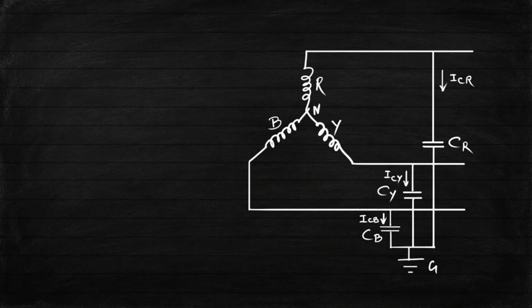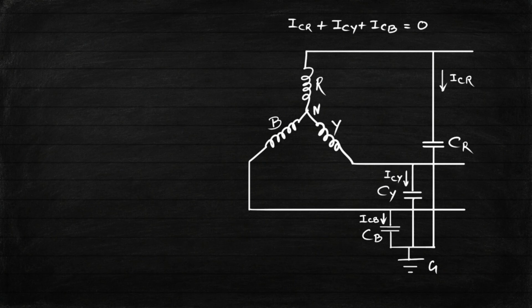Now since this is a balanced three-phase system, we can write ICR plus ICY plus ICB equals 0. Please remember that this is the vector sum of the three currents. Therefore, under normal operating conditions, there is no net charging current flowing to the ground through the capacitive path.